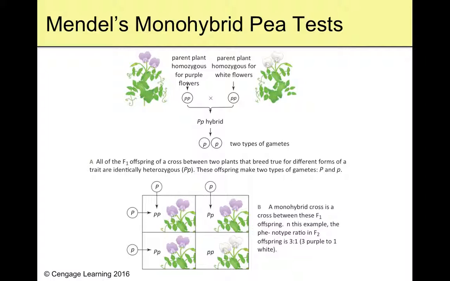And he dries out these seed pods, he plants those peas, and they come up, and most of them are purple. But at this point, some of them are white. And so he does this with a lot of flowers. And it comes out to a 3-to-1 ratio. 75% of the flowers he plants from this cross come out purple. 25% come out white.